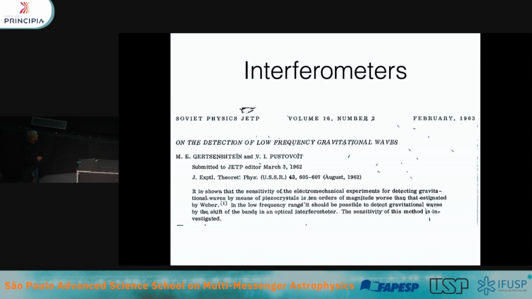Piezo crystals, Weber. In the low frequency range, it should be possible to detect gravitational waves by the shift of the bands in an optical interferometer. And then eventually the paper goes on to explain that the best bet for doing that type of interferometry is laser.